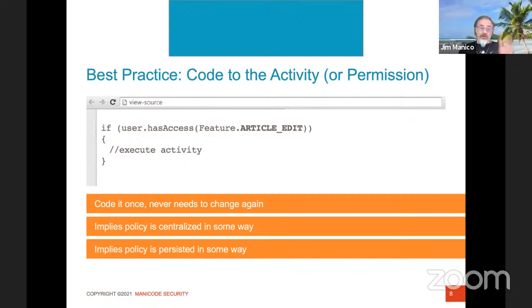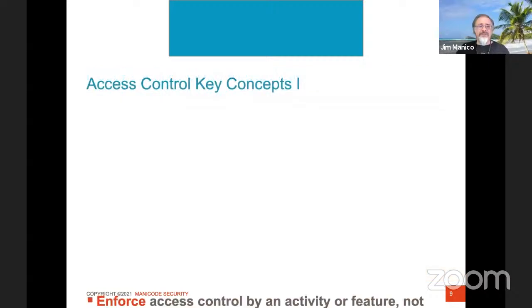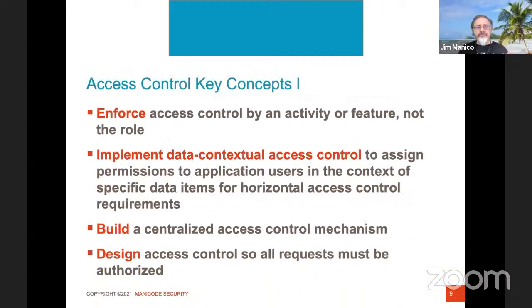When I start doing hard-coded roles, if the user is an admin or a manager, that is the policy woven into code, and that's always a bad idea. So other high-level design principles: enforce access control by the activity or feature, not the role. Use roles in the back end. Implement some kind of data contextual access control to solve indirect object references in a generic way, so I don't have to build it from scratch every time as a developer. Your access control for real enterprise software should be centralized in a database of some kind with the filter, so every request must go through your access control layer.